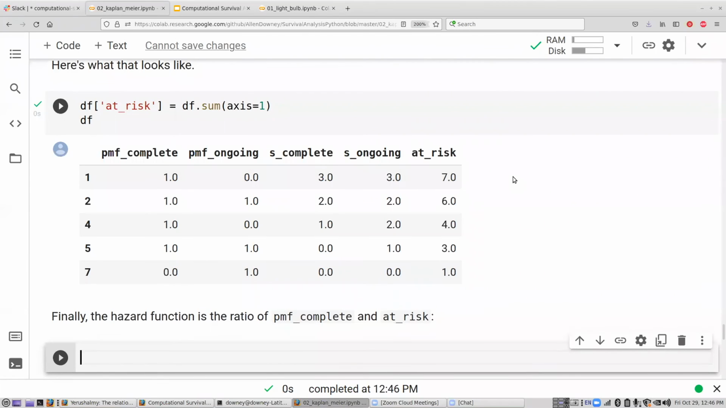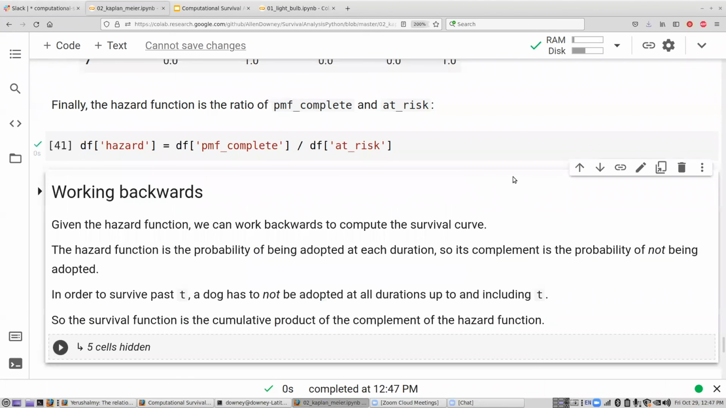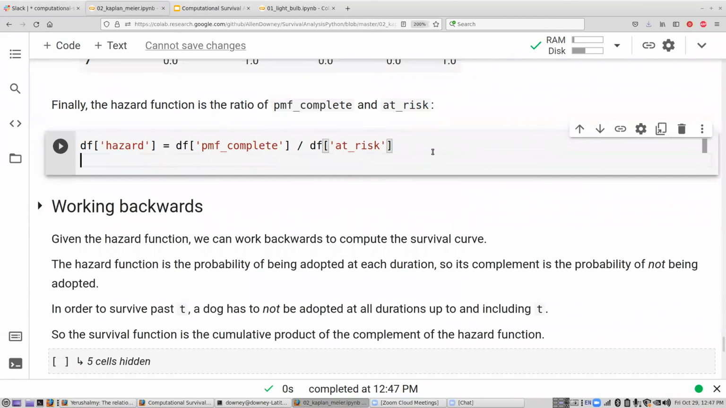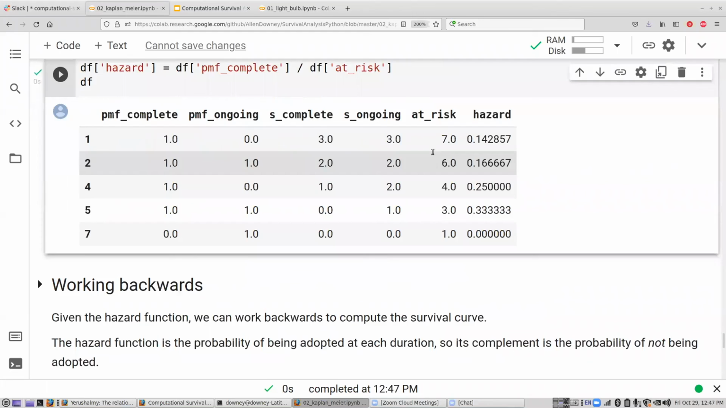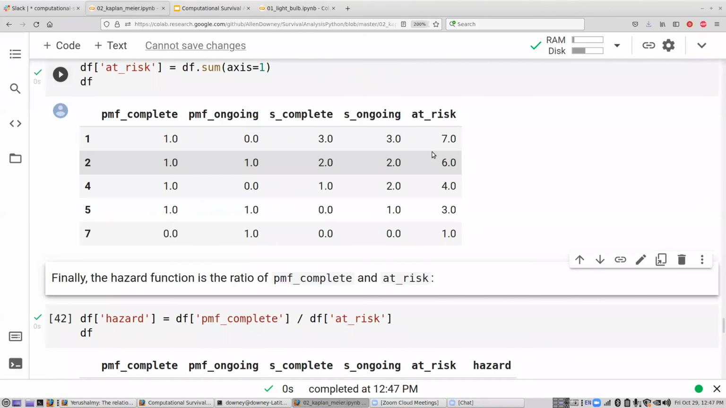All right. Now I know how many dogs were at risk during each week. And PMF complete is the number that were adopted during each week. And so the hazard, df bracket hazard, is the ratio of those 2 things. It's df bracket PMF complete divided by df bracket at risk. And I'll display it. There we go.